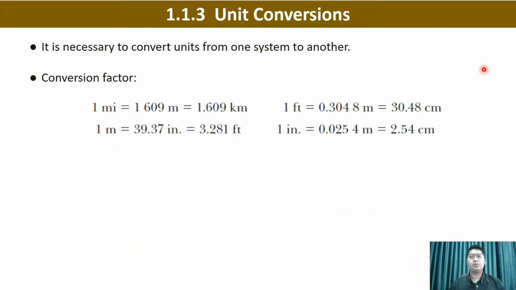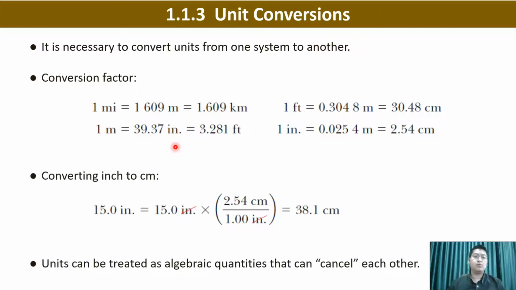Okay, now we proceed to the next topic, unit conversions. It is necessary to convert units from one system to another. These are examples of the conversion factor. One of them is 1 mile equals 1,609 meters, and also equals 1.609 kilometers. Let's say you want to convert inches to centimeters, 15 inch equals 15 inch times the conversion factor between the inch and the cm.